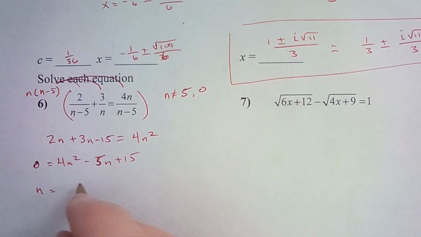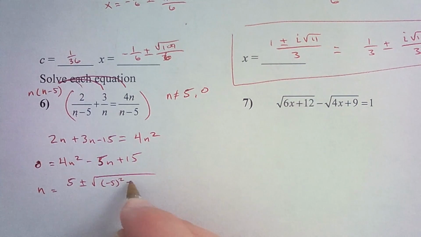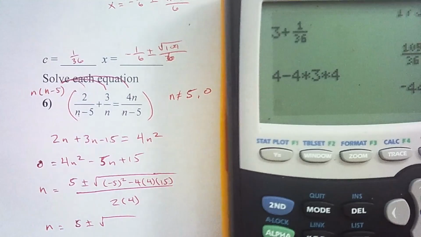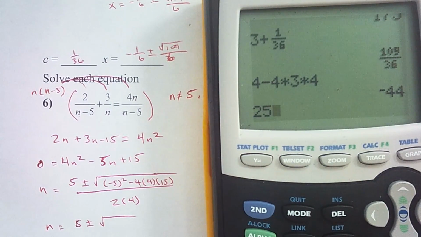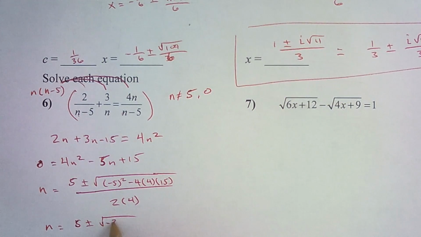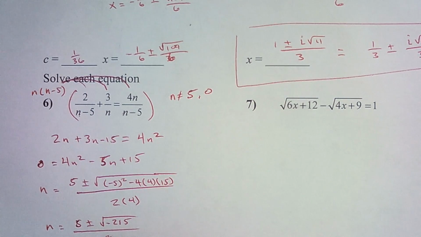So I get n equals opposite of b plus or minus the square root of b squared minus 4 times a times c all over 2 times a. Okay, so I have 5 plus or minus the square root of, so negative 5 squared, that's 25, minus 4 times 4 times 15, and that is negative 215, all over 8. Okay, now let's see if I can simplify this radical.